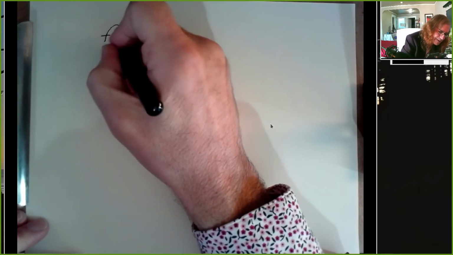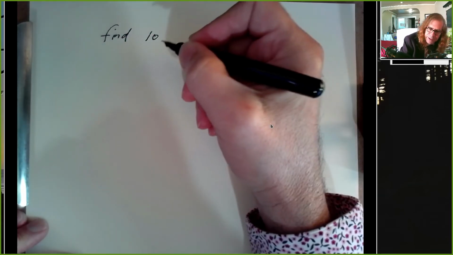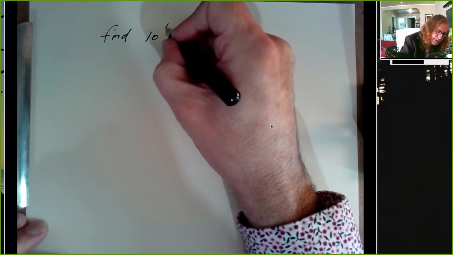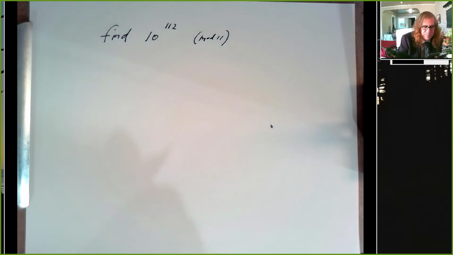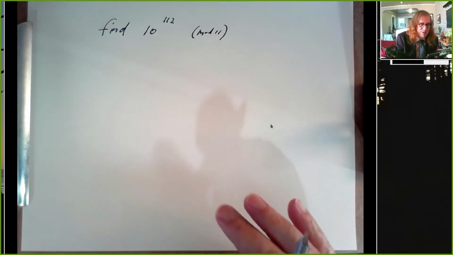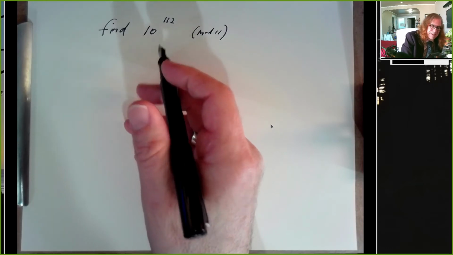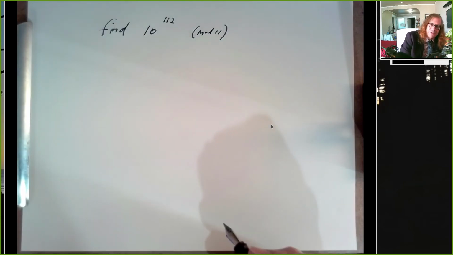Find 10 to the 112th modulo 11. Right? So with modular exponentiation, we'd find 10 to the 1st, 2nd, 4th, 8th, 16th, 32nd, and 64th. And then we'd multiply some of those to get 10 to the 112th.